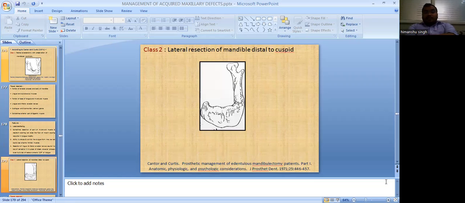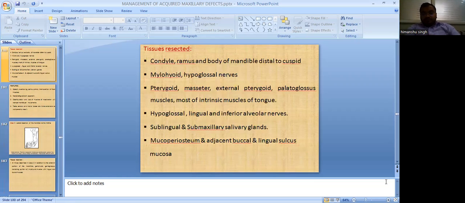Class 2 is lateral resection of the mandible distal to the cuspid. Tissue resected: condyle, ramus, and body of the mandible distal to the cuspid, mylohyoid, hypoglossal nerve, pterygoid, masseter, external pterygoid, palatoglossus muscles, most of the intrinsic muscles of the tongue, hypoglossal, lingual, and inferior alveolar nerves, sublingual and submaxillary salivary glands, mucoperiosteum, and adjacent buccal and lingual sulcus mucosa.